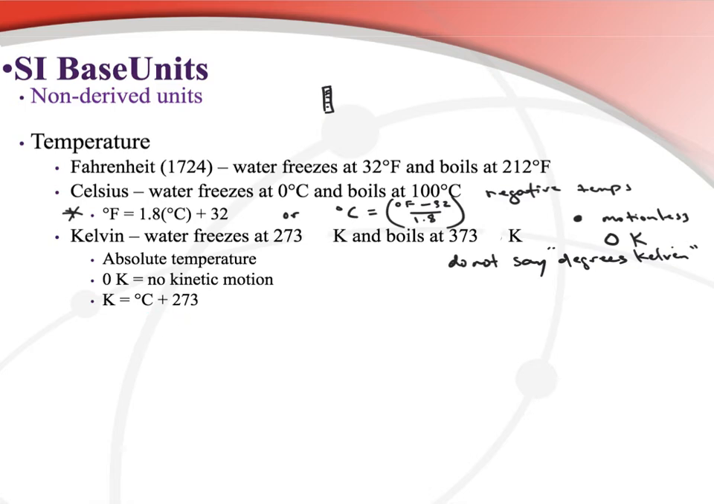Okay. So the conversion from Celsius into Kelvin is we take Celsius and add 273. All right. We should have no negative temps in Kelvin, okay?